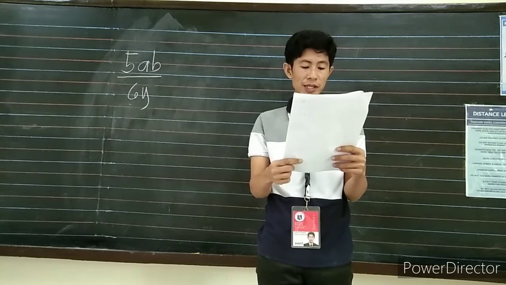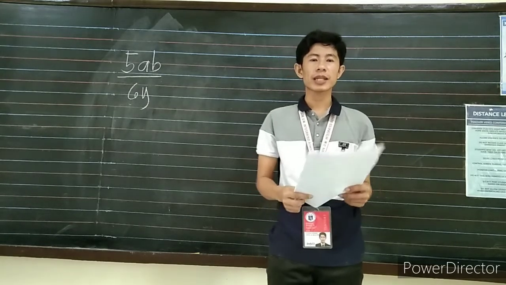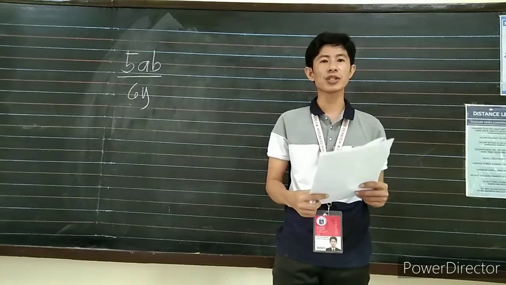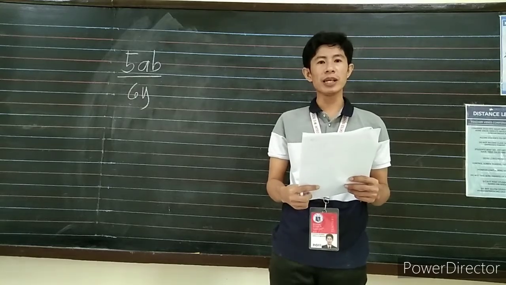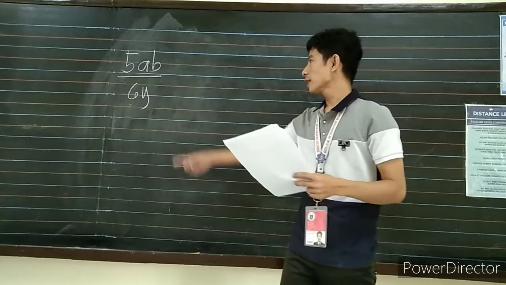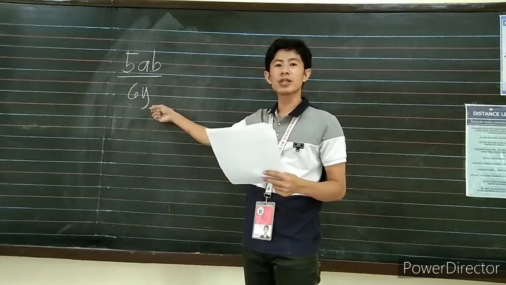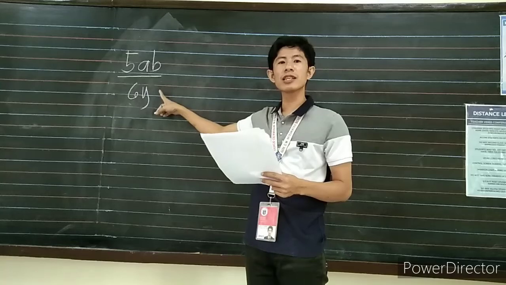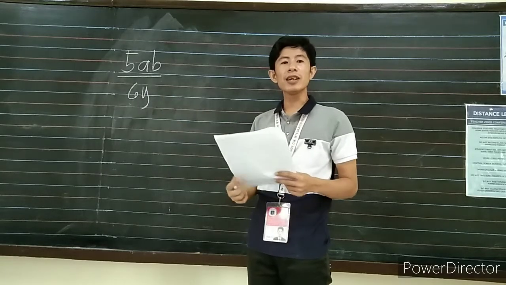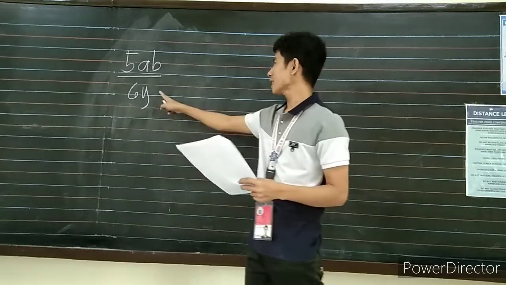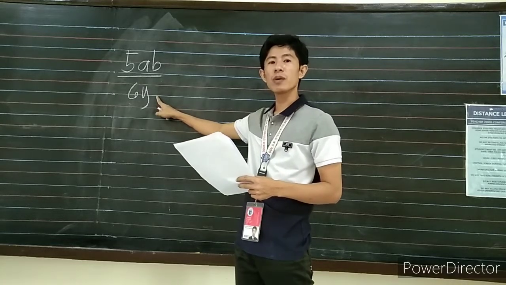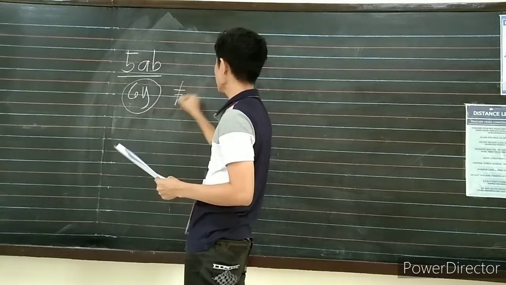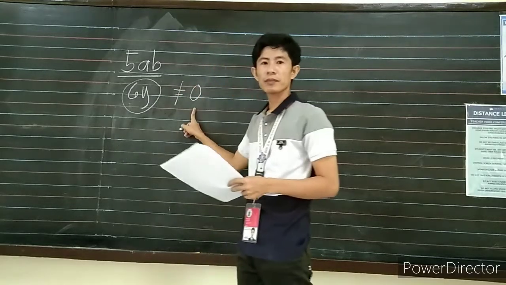The first one is given as example. If we recall the definition of rational algebraic expression, the denominator must not be equal to 0. Therefore, we can only consider this example as a rational algebraic expression if and only if 6y is not equal to 0. Or this expression, 6y, must not be equal to 0.